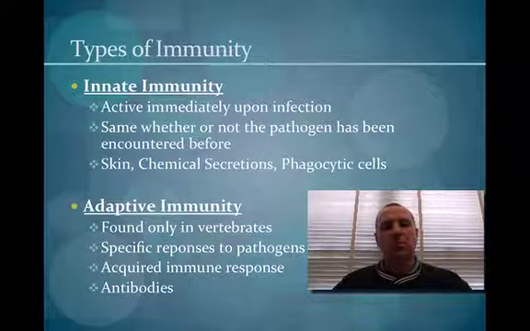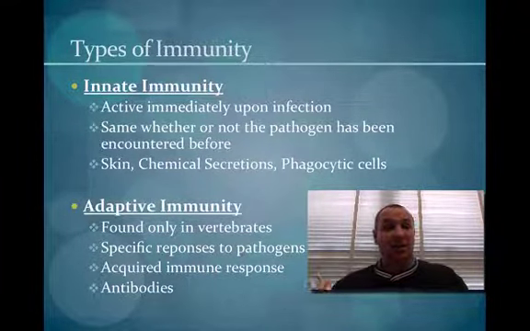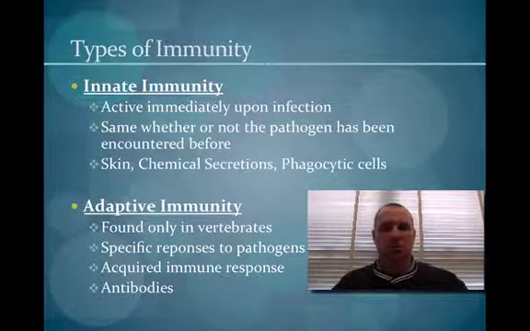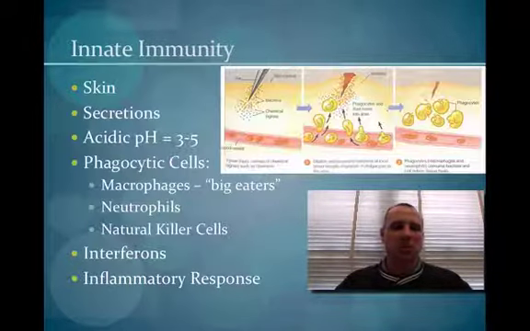And the adaptive immunity is a system that's only found in vertebrates, and it is specific responses to a pathogen. And this is when we get the antibodies produced. So let's go into each one of them in a little bit more detail.